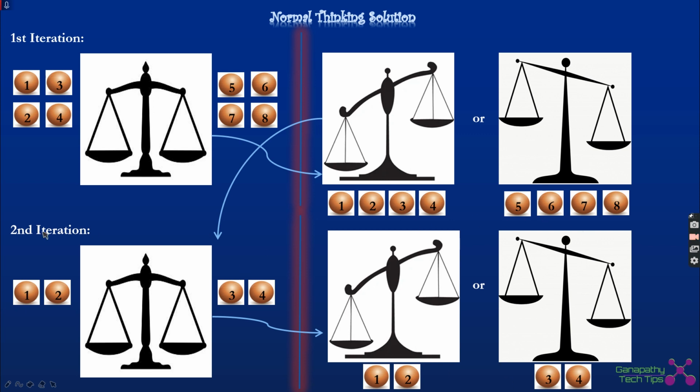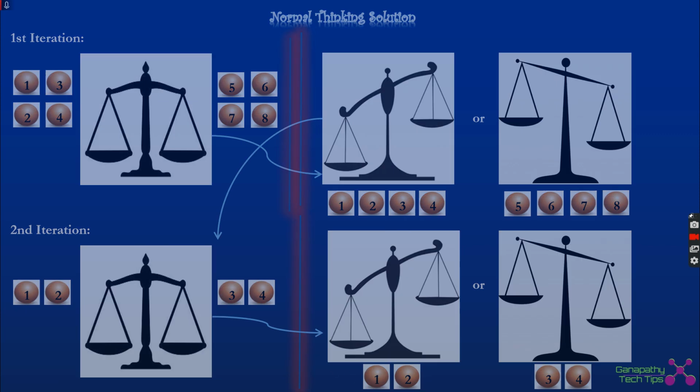The same second iteration can be done for 5, 6, 7, 8 as well. We take the balls on whichever side the weighing balance went down in the first iteration, and the same is repeated for 5, 6, 7, 8 based on the scenario. So at the end of the second iteration, we will have 2 possible suspects.